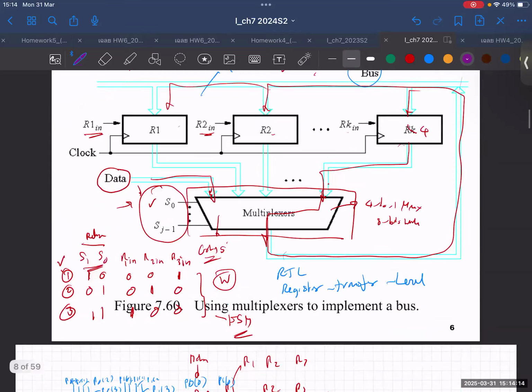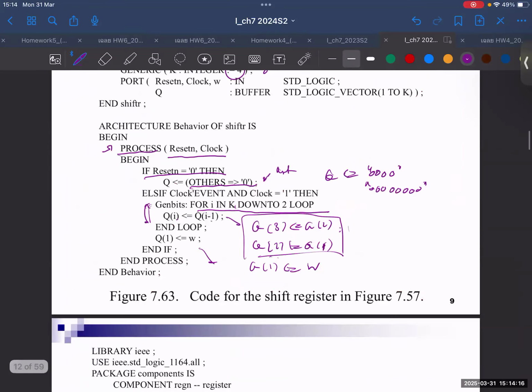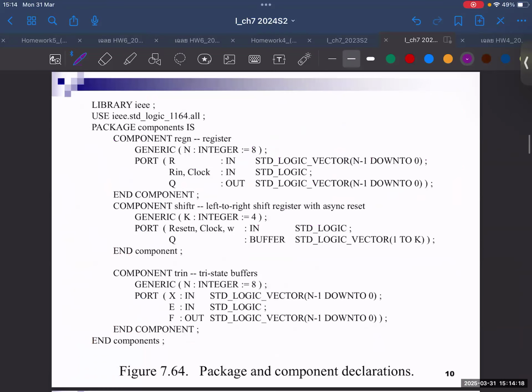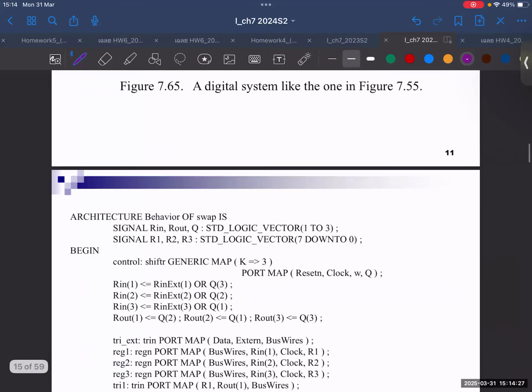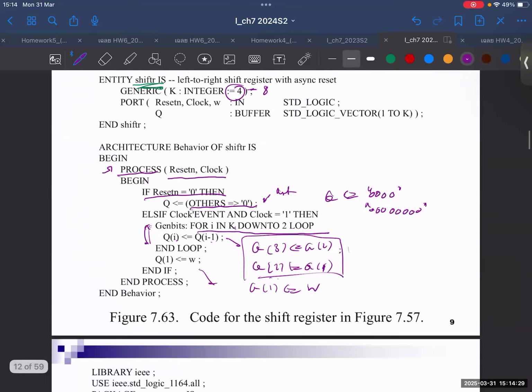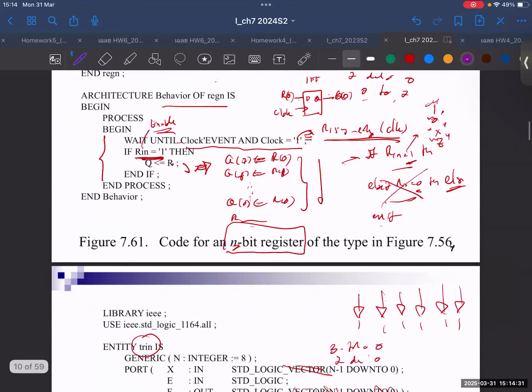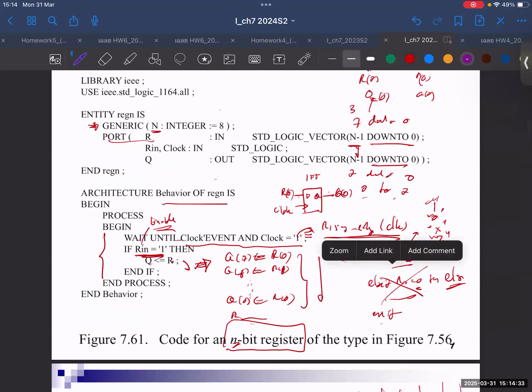So first you need to declare the component that you want to use. We call this the component. You can declare it underneath here, under the entity, or you can collect them together and put them in the package like this.